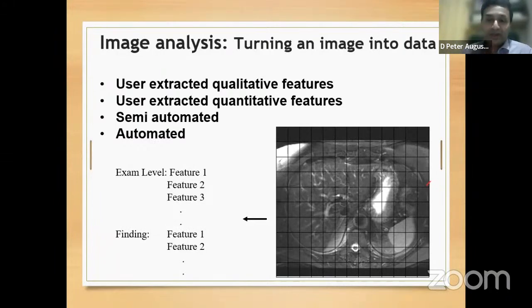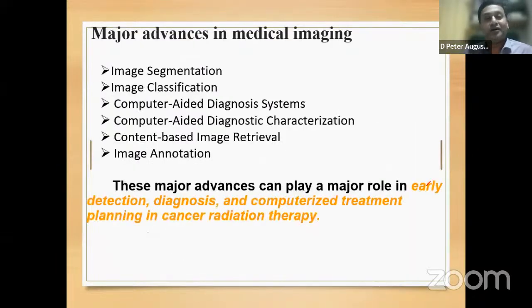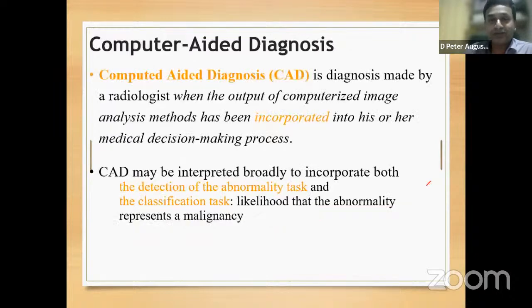What is the ground truth image, what is the normal image, and how can we compare the ground truth image of the normal with the infected image, or the image with some abnormalities? So there are qualitative features, quantitative features, and semi-automated and automated approaches. We do the examination of these features. It covers all these things we know: image segmentation, classification, diagnostic characterization, content-based image retrieval, and image annotation.